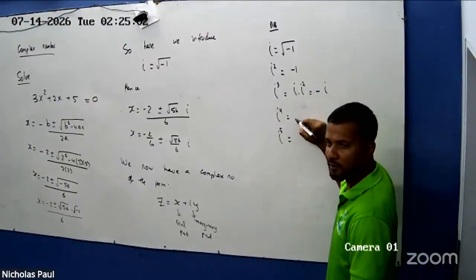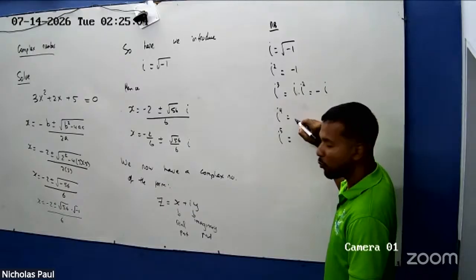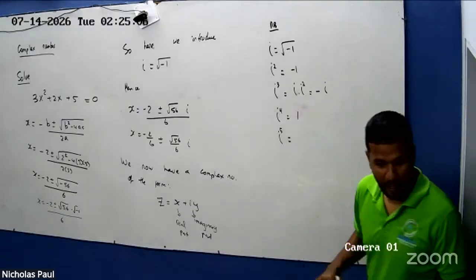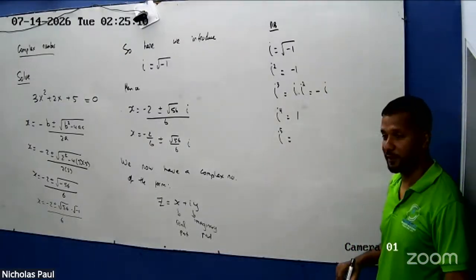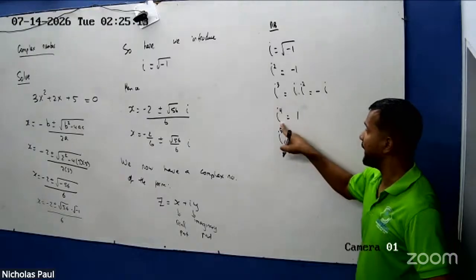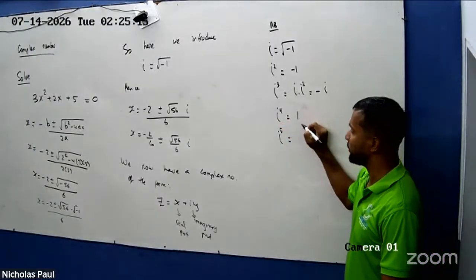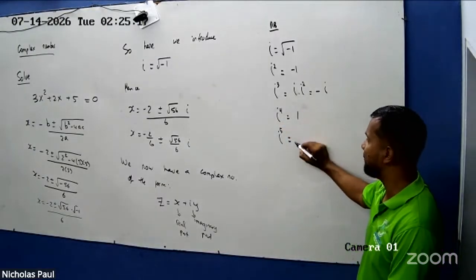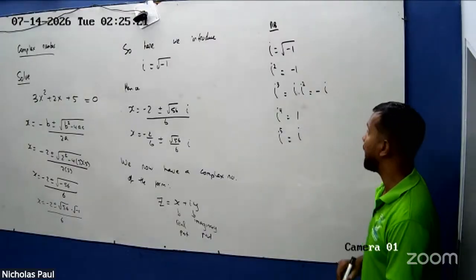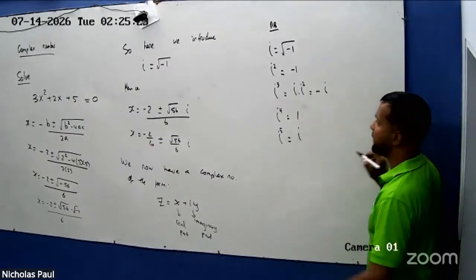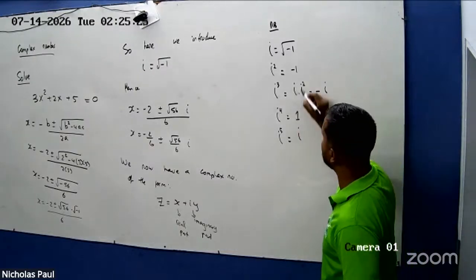What's i to the 4th? 1. Very good. i to the 4th is i squared times i squared, which is 1. What is i to the 5th? i. Very good.